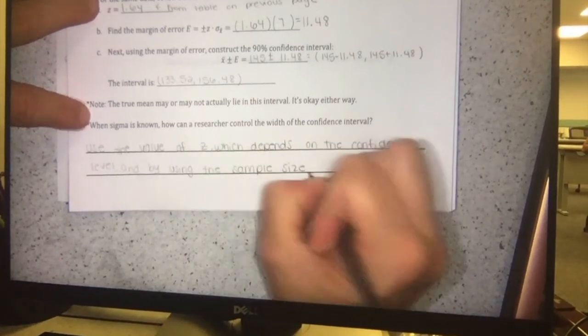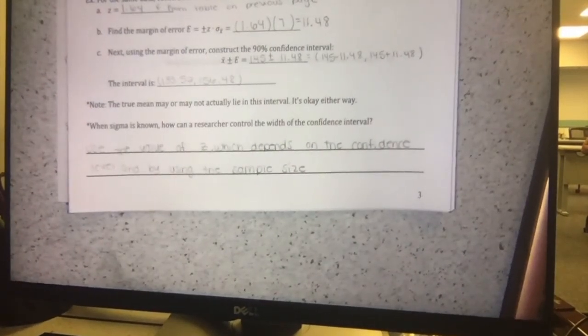Which makes sense too, because if I were to throw that dart 100 times, I'm more likely to hit something than if I only were to throw it 5 times. So the more times I throw it, the more likely I am to hit it. Same thing here: the more data I collect, the more likely I am to be accurate.